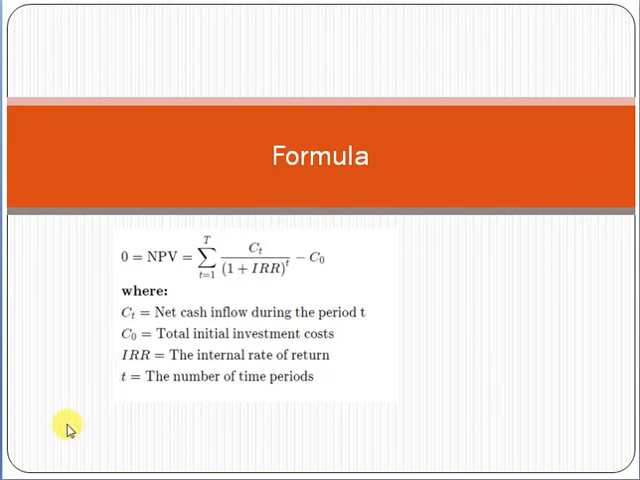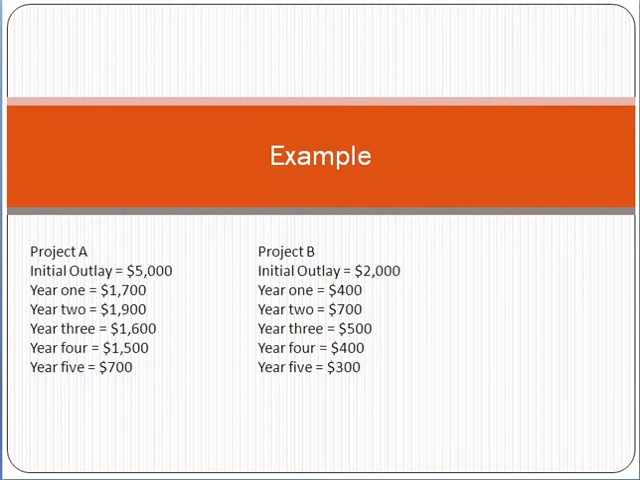Here C is equal to net cash flow, C0 is the total initial investment, IRR is the internal rate of return, and T is the number of time periods. Friend, it's a complex formula, so I'm giving you an example. You have a project A and project B. Project A initial outlay is $5,000, year 1 $1,700, year 2 $1,900, year 3 $1,600, year 4 $1,500, and year 5 $700. Project B initial outlay is $2,000, year 1 $400, year 2 $700, year 3 $500, year 4 $400, and year 5 $300.